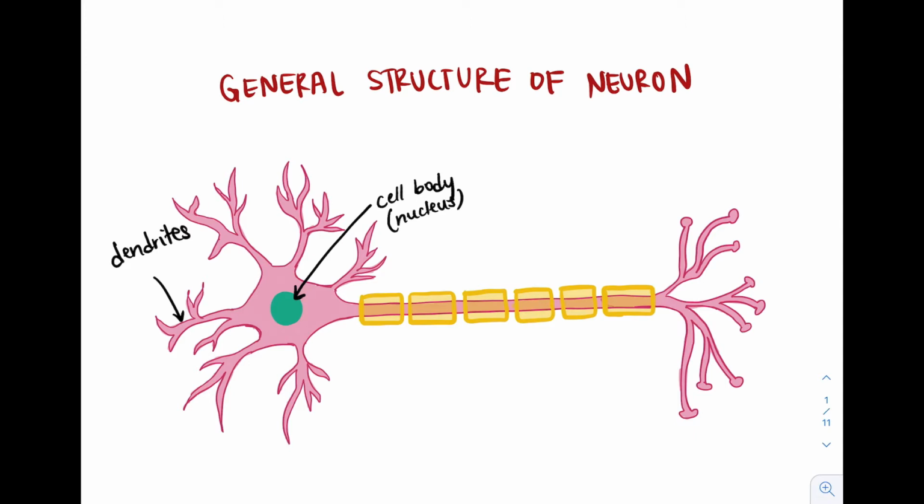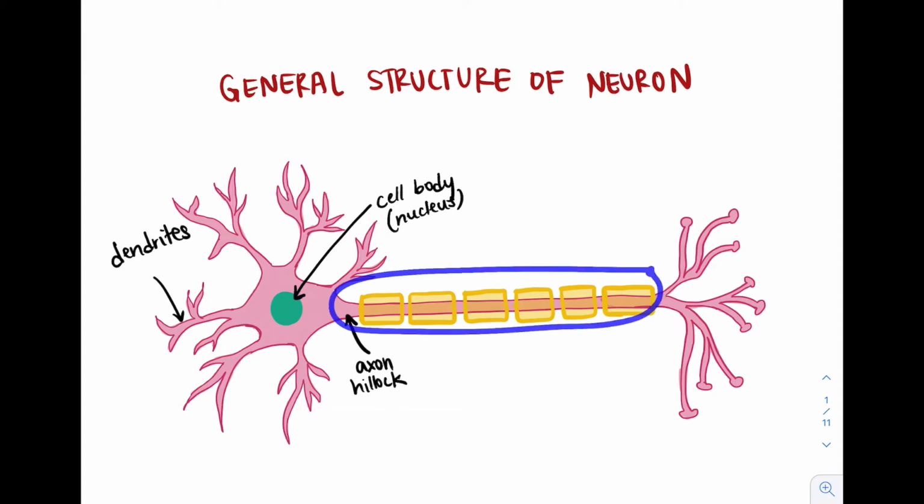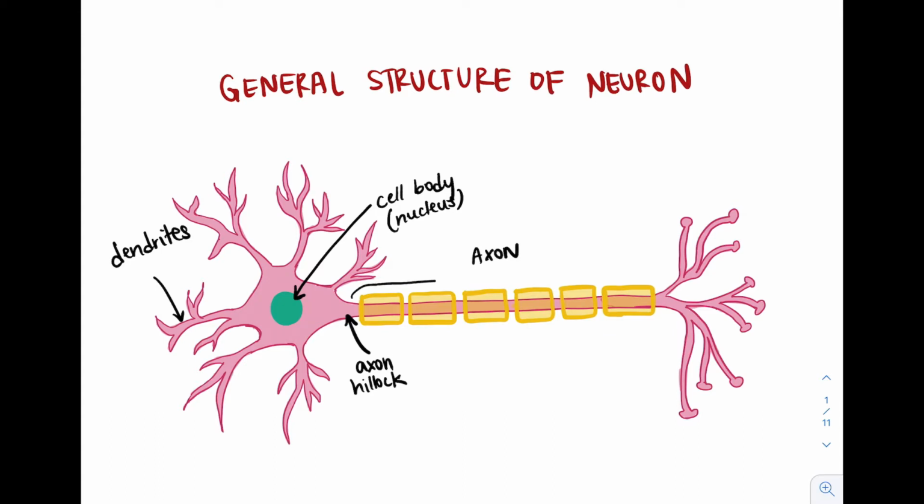And as we move further down, we will come across the axon hillock. So signals that come from different dendrites are going to accumulate or sum up at the axon hillock. And if the strength of the stimuli is great enough, then an action potential is fired and it will travel down this long extension called an axon. Now, axons tend to be really long so that the signal can travel far distances.